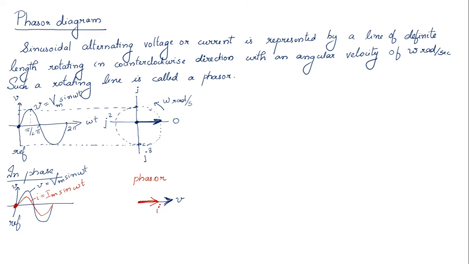Now can you identify why I have marked the value of current a little bit lower? Why?